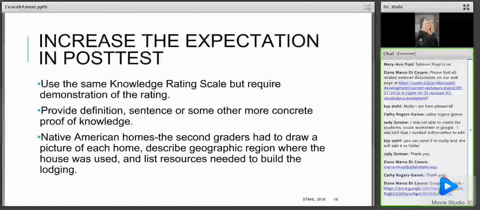knowledge rating scale, the second graders had to draw a picture of every home, describe the geographic region where the house was used, and list the resources needed to build the lodging. So they had to do that in addition to just saying, yes, I know what this is.